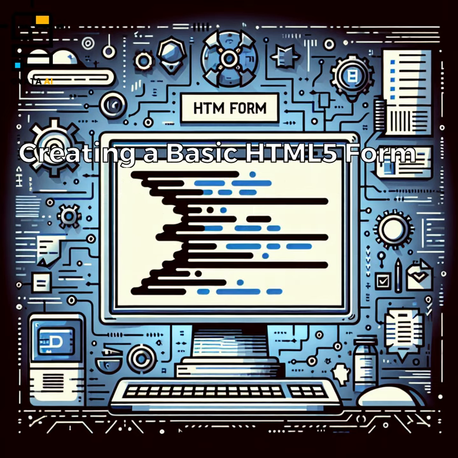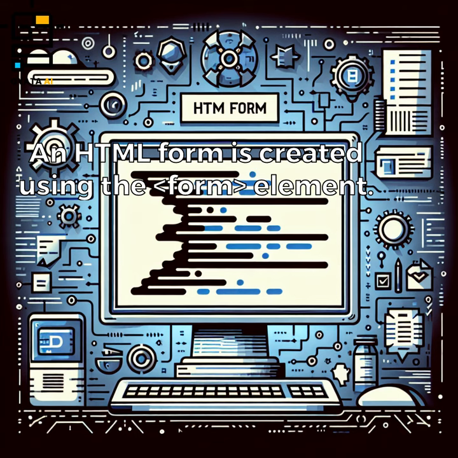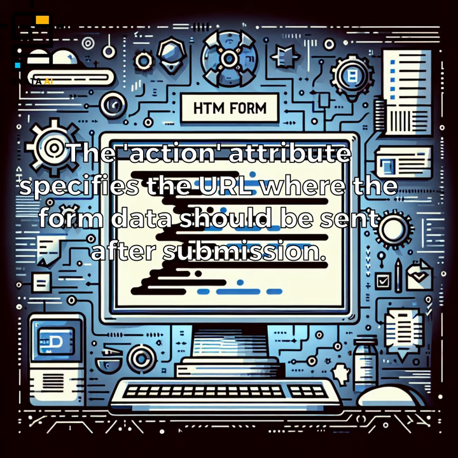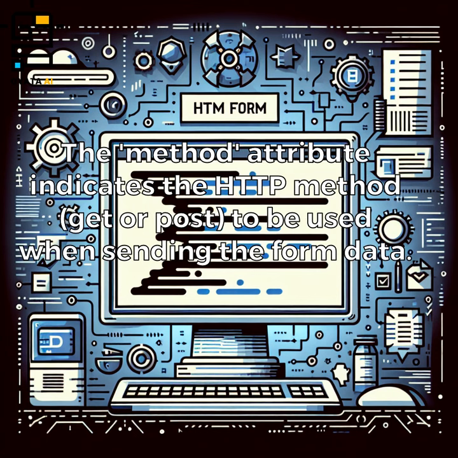Creating a basic HTML5 form. An HTML form is created using the form element. Form controls, like input, textarea, select, button, etc., are placed inside the form element to collect or display information to users. The action attribute specifies the URL where the form data should be sent after submission. The method attribute indicates the HTTP method, GET or POST, to be used when sending the form data.